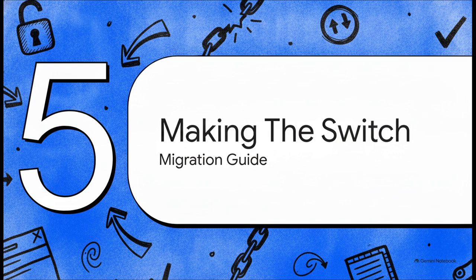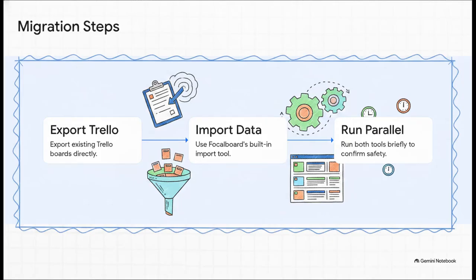All right, so how do we actually do this? Let's move to Section 5, making the switch. If you're ready to migrate, particularly if you're coming from Trello, it's actually an incredibly straightforward process. Step 1, you simply export your existing Trello boards. Step 2, utilize Focalboard's awesome built-in import tool to bring those boards and cards right over with very minimal manual rework. And Step 3, just run both tools in parallel for a short period to confirm your data is safe and nothing got lost in transit.